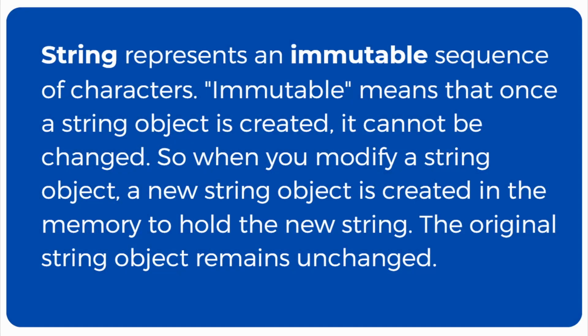What is the difference between string and string builder in C#? The string represents an immutable sequence of characters. This means that once a string object is created, it cannot be changed. And in fact, when you modify a string object, a new string object is actually created to hold the new string, and the original string object remains unchanged.